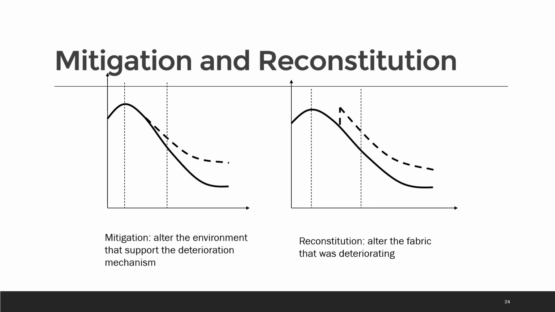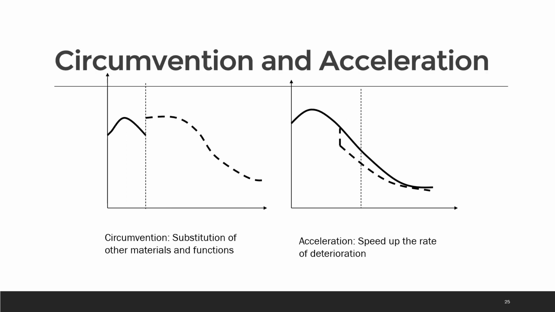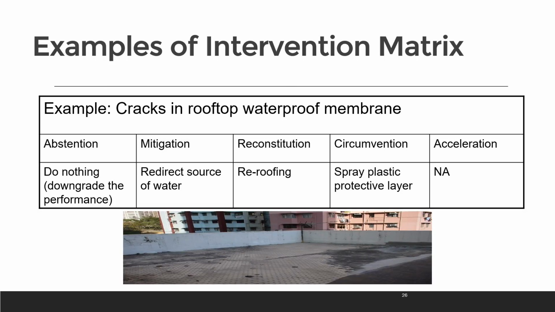While mitigation and reconstitution mean altering either the environment or the fabric that supports the deterioration mechanism, or is deteriorating itself, in order to reduce the deterioration rate, as shown in these charts. While circumvention means substituting other materials and functions to change the deterioration trend. In contrast, acceleration means speeding up the rate of deterioration.